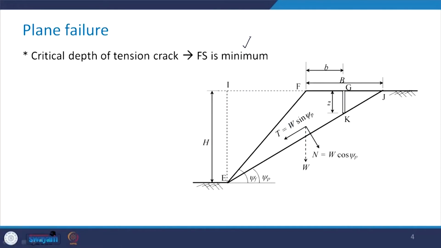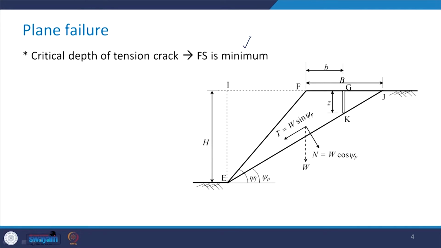The concern is we need to find out the minimum value of the factor of safety, because if that minimum value comes out to be more than 1, then we can say that the slope is stable. Now, for a critical depth of the tension crack, this factor of safety will be minimum. So, our aim in this analysis is to find the expression for this minimum value of the factor of safety.